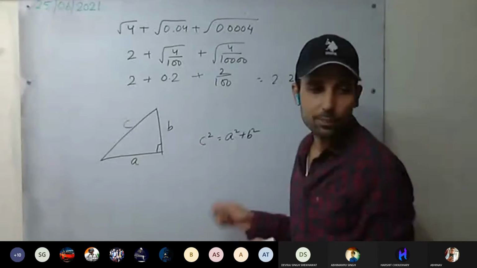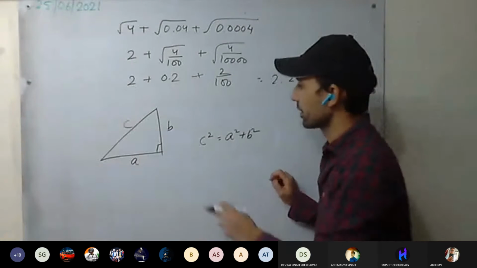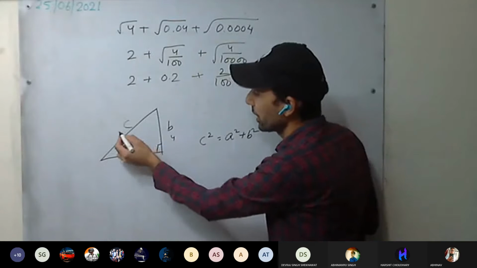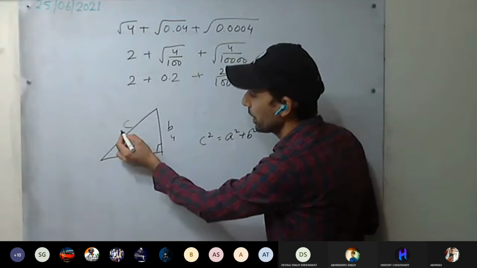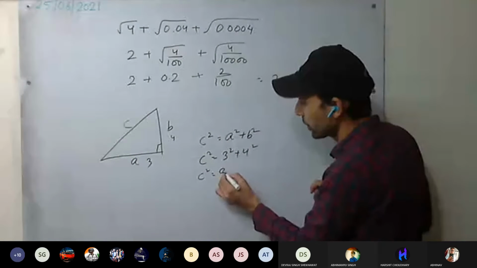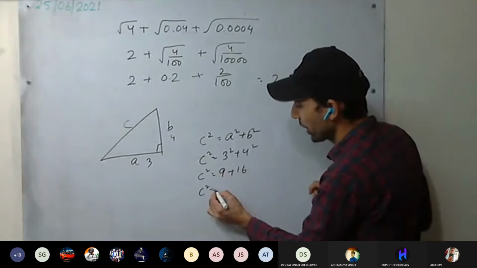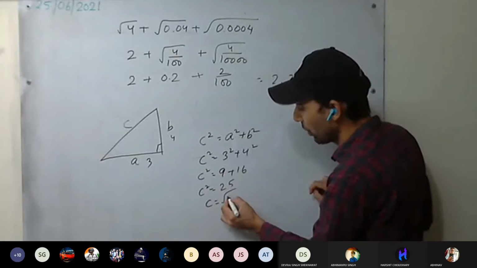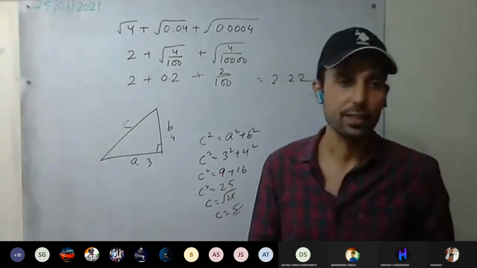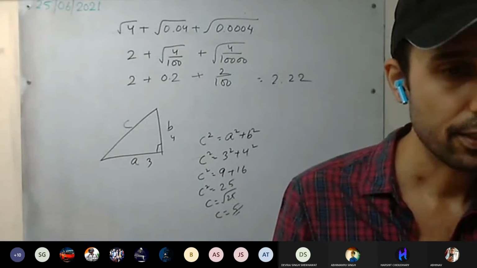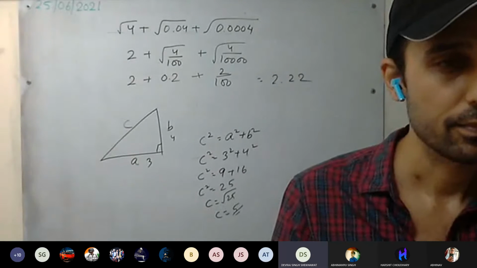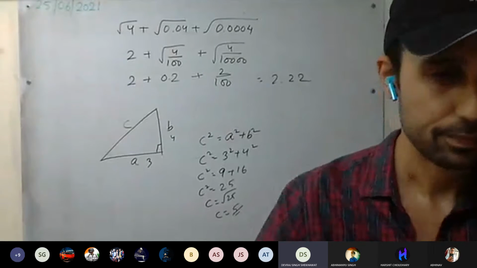So if 3 and 4 are given, take any two sides as 3 and 4. Next will be 5. C square, how to calculate? 3 square plus 4 square. C square equal to 9 plus 16. C square equal to 25. C equal to root of 25. C equal to 5. So 5 is the answer. Understood this one? Yes, sir. Okay.